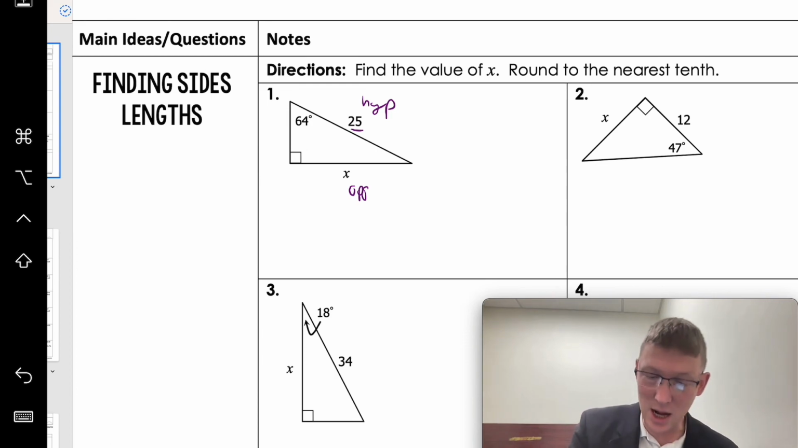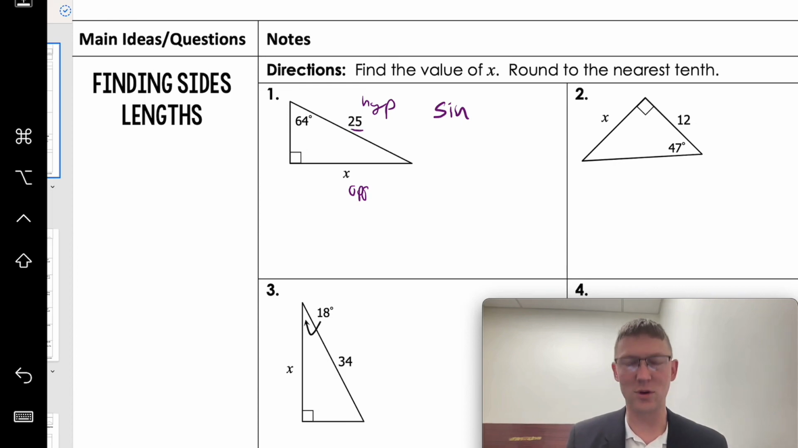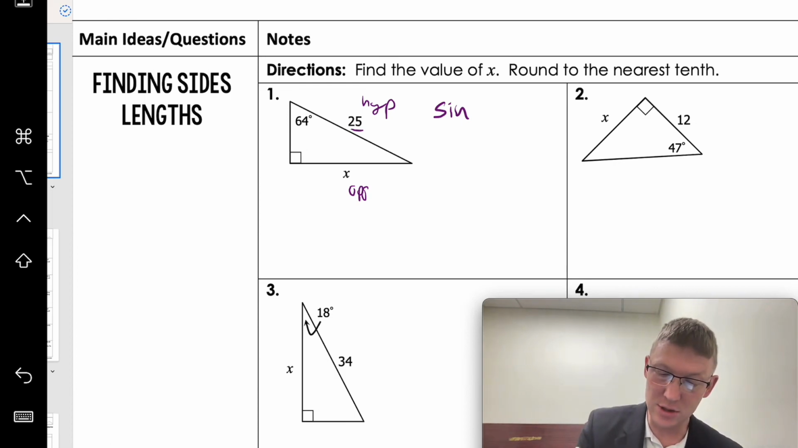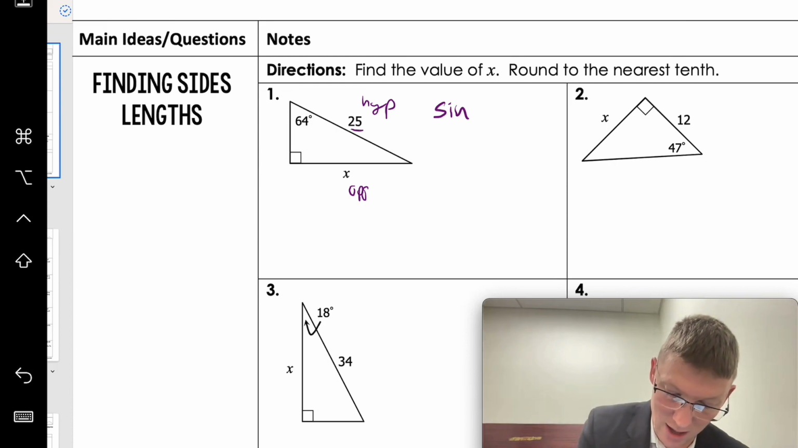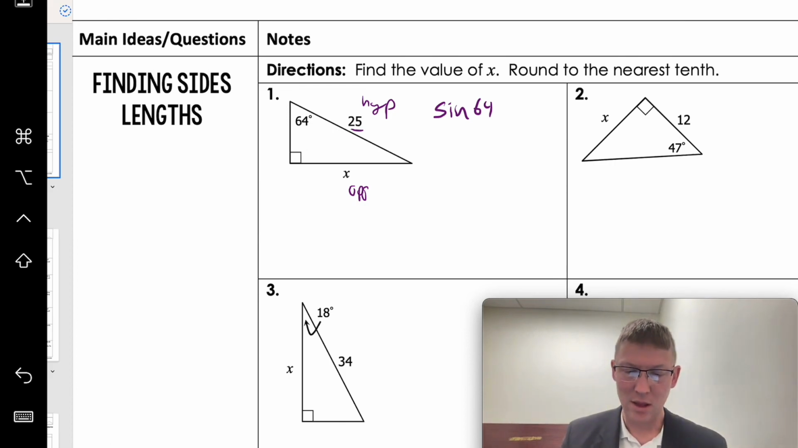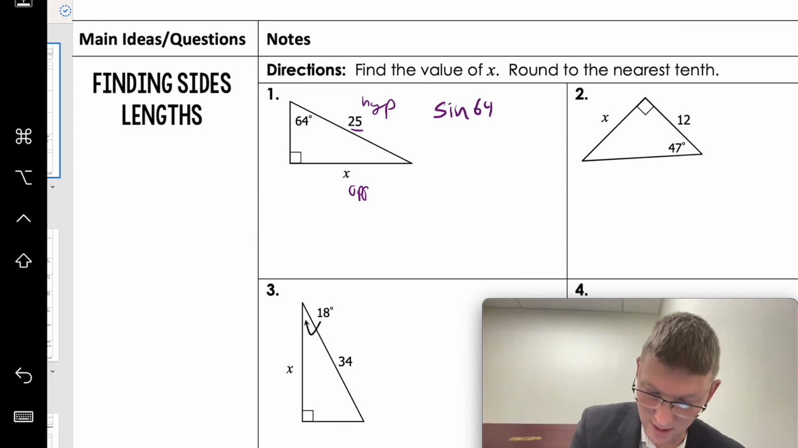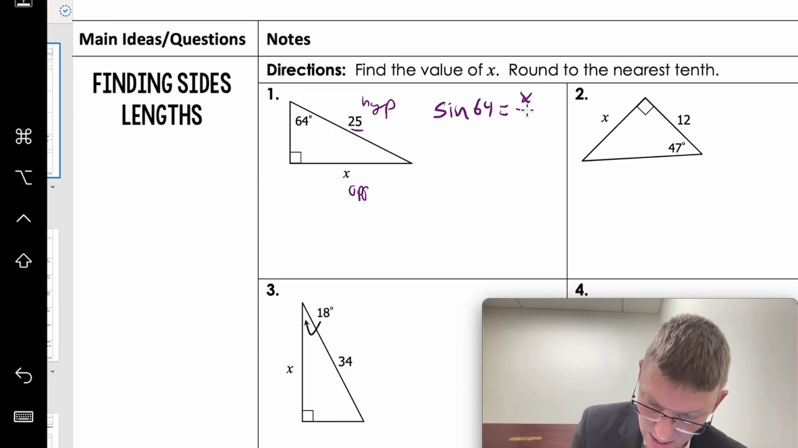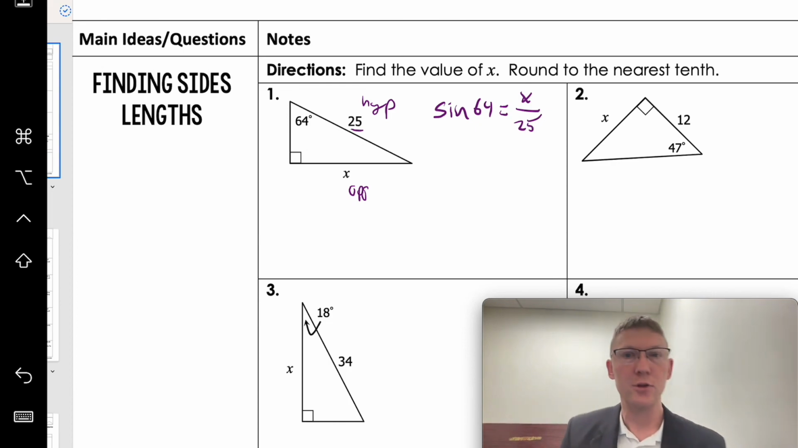But our sine, yes, we shorten it to sin. It is still called sine. So we can do sine of our angle, so that's going to be sine of 64, is equal to opposite over hypotenuse, so that's going to be over 25. So sine of 64 equals x over 25.